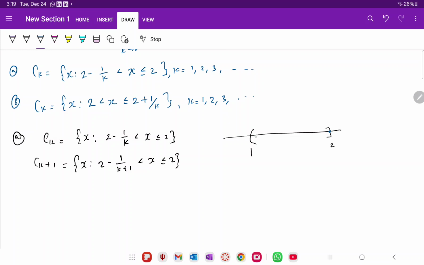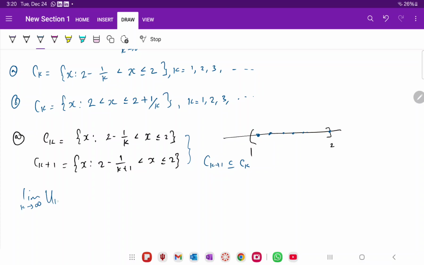So it will be somewhere, they just assume it's somewhere here. So the third one, we see that it will be decreasing. So the limit as k tends to infinity. For the proof of this, we have C_{k+1} is a subset of C_k. So that means that the sequence is non-increasing.